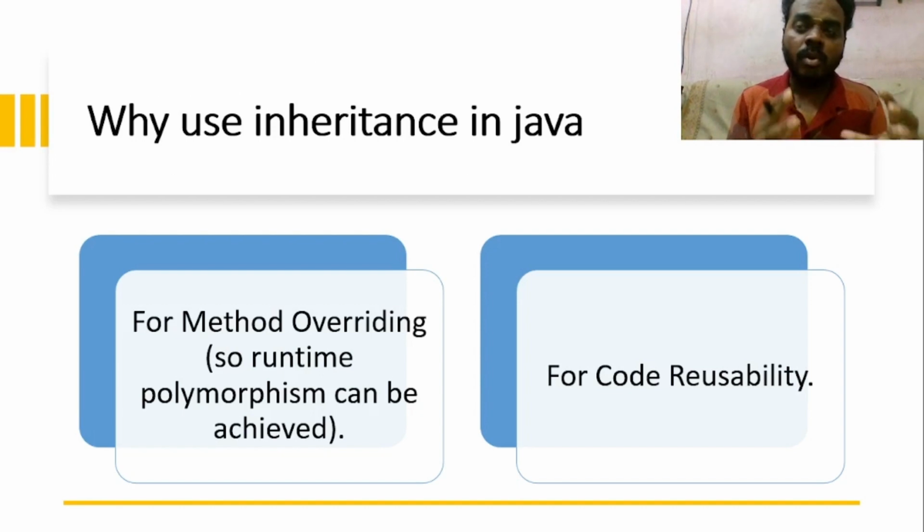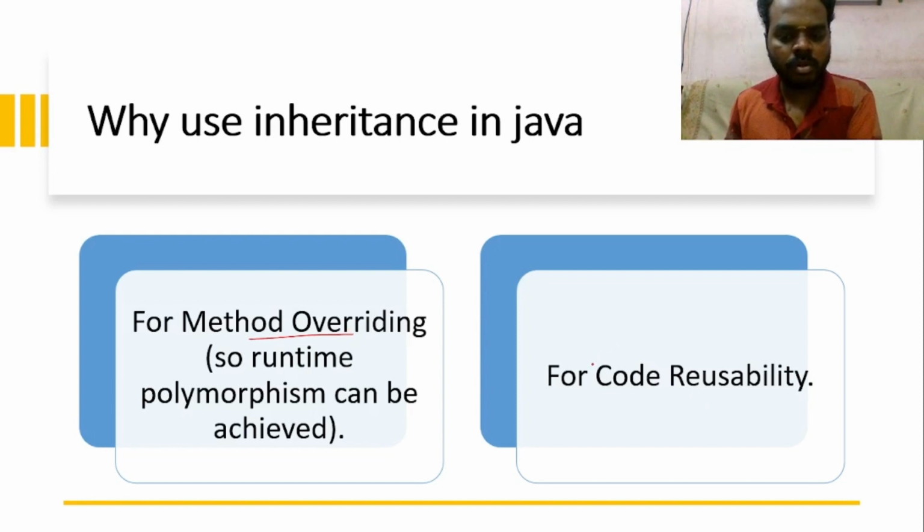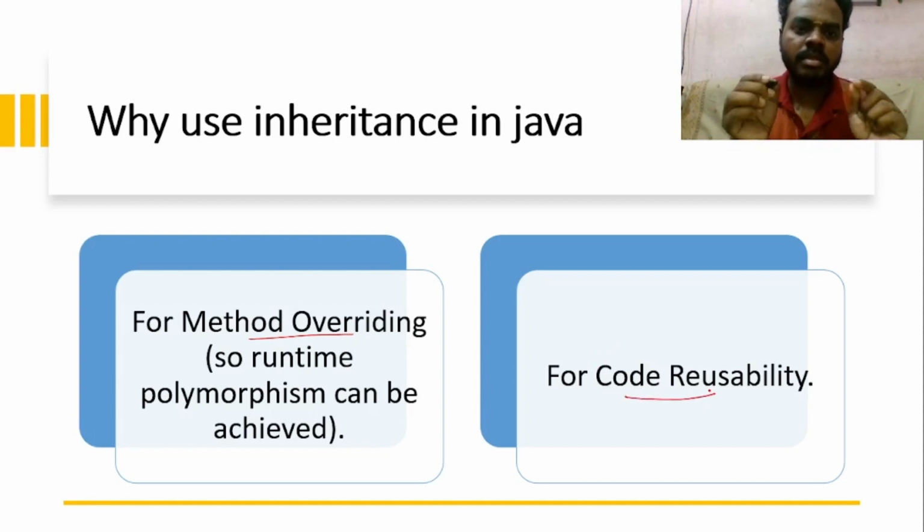The next concept: why are we using inheritance in Java? We use it for two things. The first is method overriding. If you want to perform runtime polymorphism in Java, we use method overriding. We have a separate lecture on method overriding in the next series. The next concept is code reusability, which is one of the important concepts in inheritance.